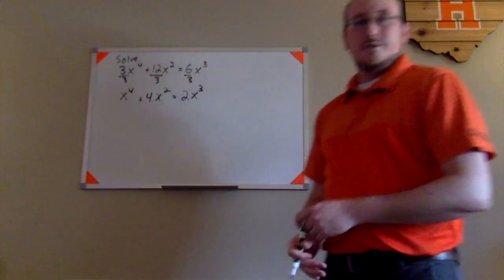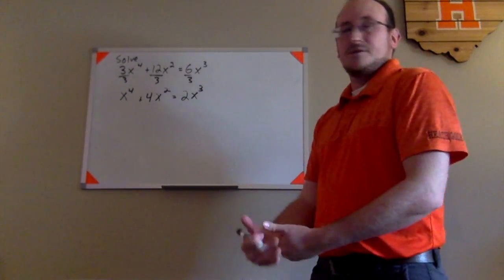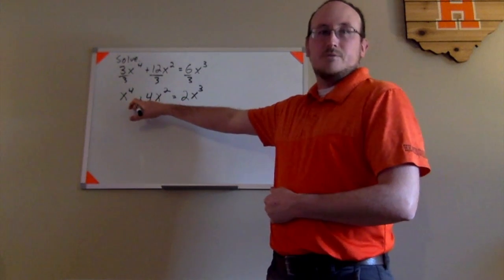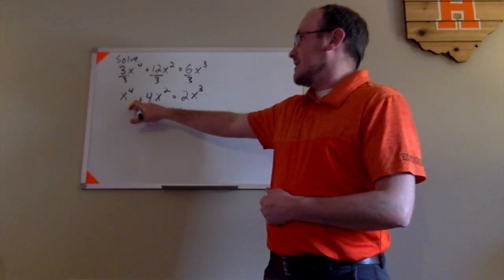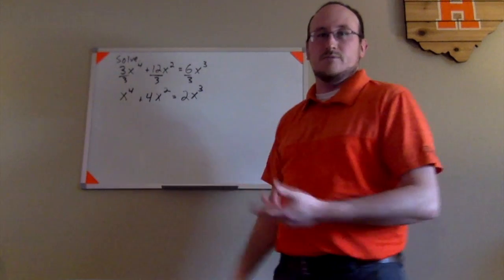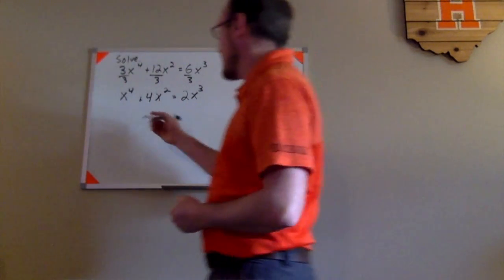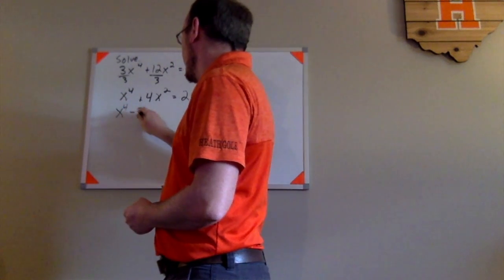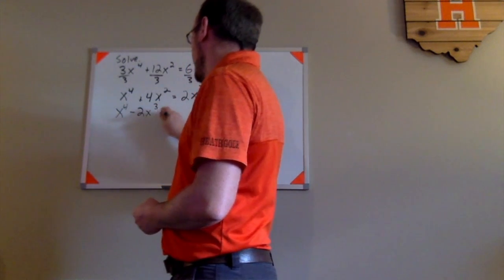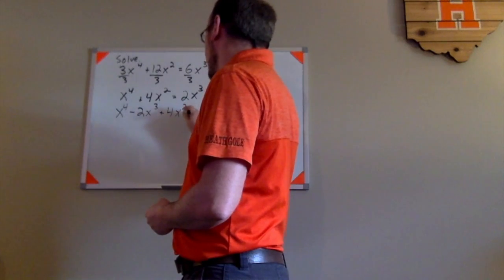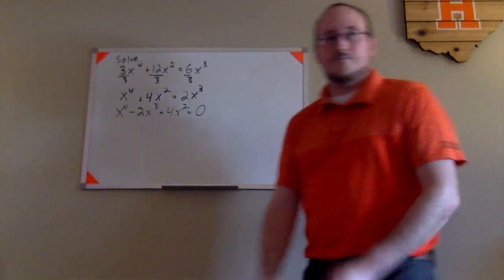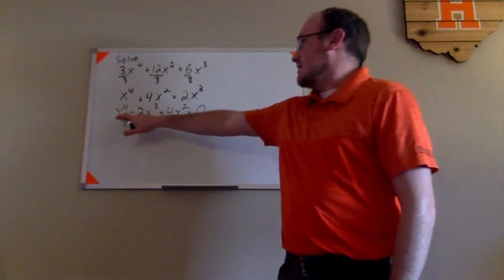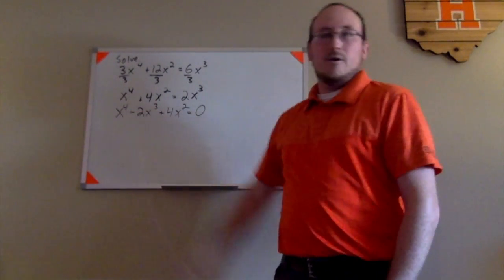Now looking at that equation, to go ahead and solve that, I want to get this equal to 0. So I'm going to need to move this 2x to the third term over here to this side by subtracting it. And when I do that, I'm going to put it in between these two terms so that this is written in standard form. When I subtract that over, that will become x to the fourth minus 2x to the third plus 4x squared equals 0.